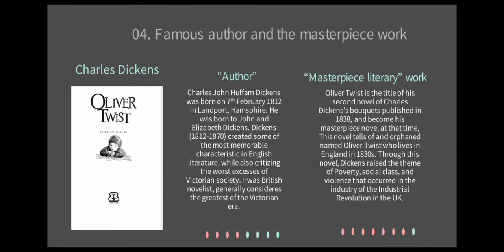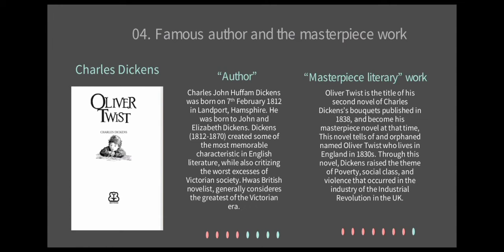Next is the famous author and the masterpiece work of the late Victorian era. The author Charles John Huffam Dickens was born on 7th February 1812 in Portsmouth. He was born to John and Elizabeth Dickens. Dickens, from 1812 until 1870, created some of the most memorable characters in English literature, while also criticizing the excesses of Victorian society. He was a British novelist, generally considered the greatest of the Victorian era.